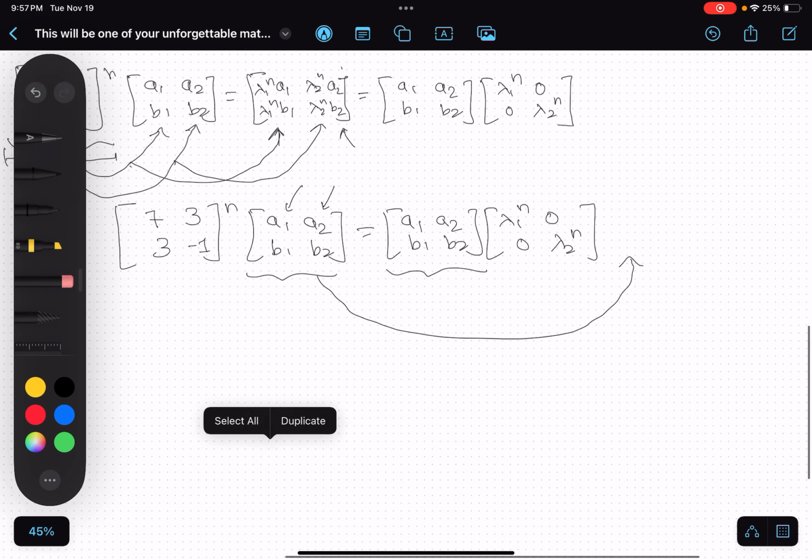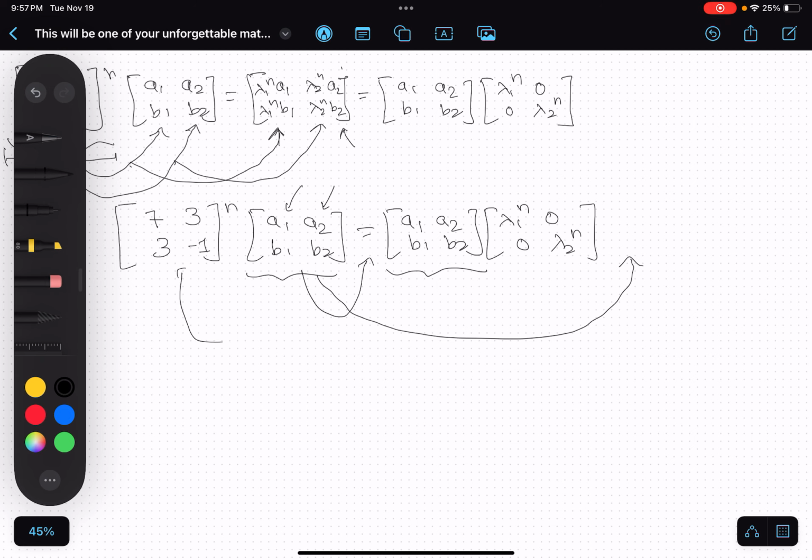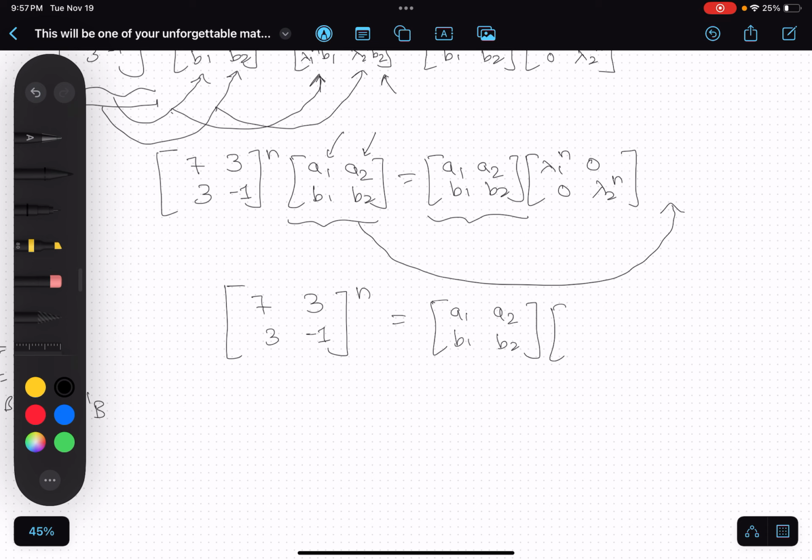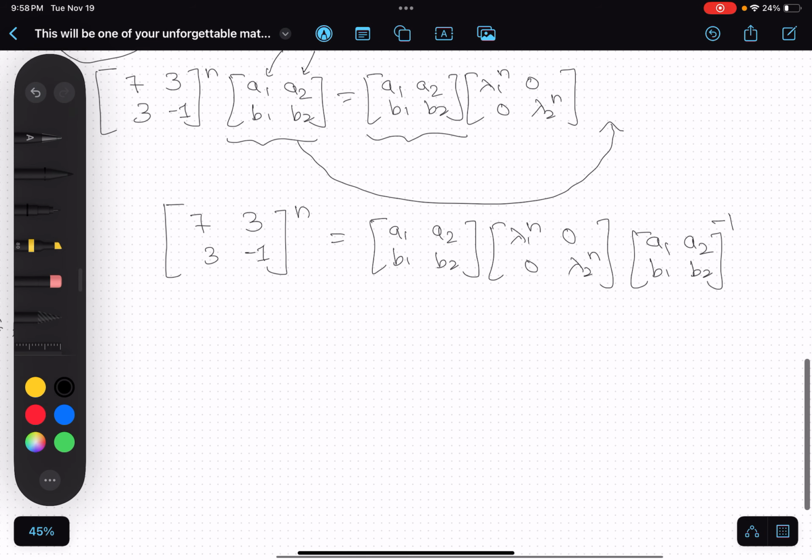So definitely you cannot just take it over here, or take it over, let's say, here, and then multiply these two, get I, and then say that these two are equal. That's not valid, guys. I just wanted to remind you about that, since it's a matrix. Now I'll just take it to the other side. Then what we get is the matrix to the power n equals a1 b1 a2 b2 times lambda 1 to the power n 0 0 lambda 2 to the power n, and then a1 b1 a2 b2 inverse. Now guys, look at the result that we have got.